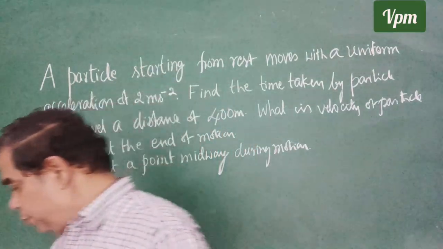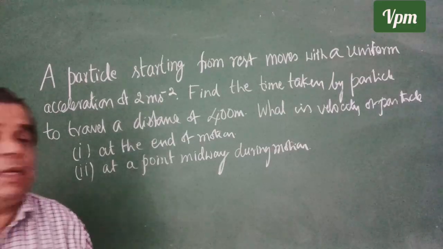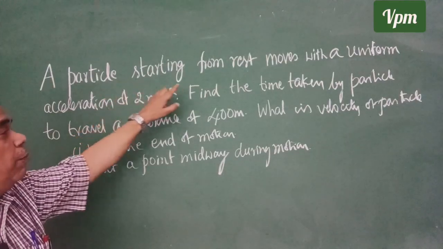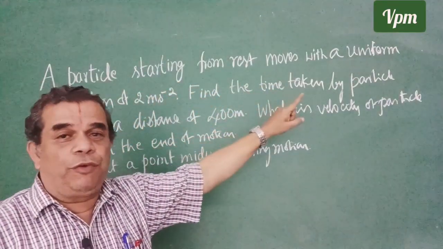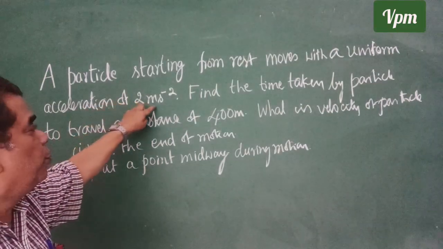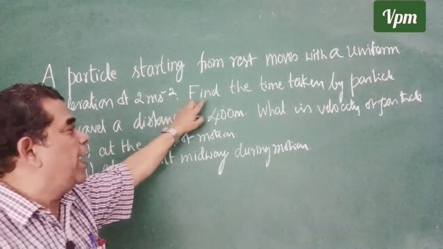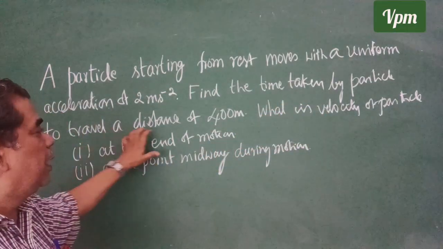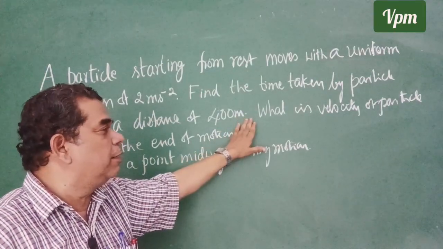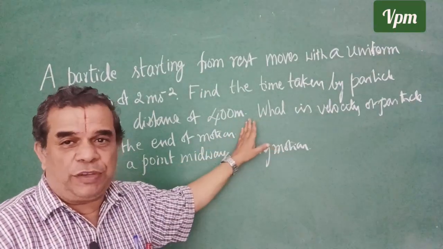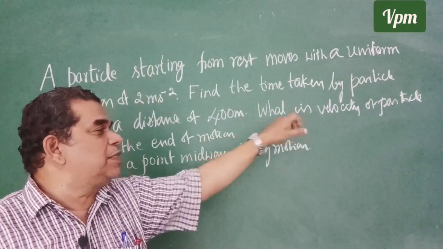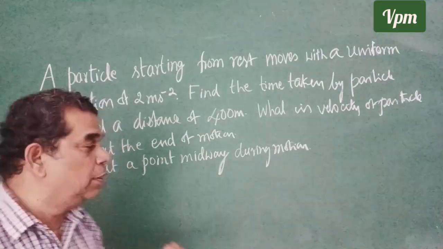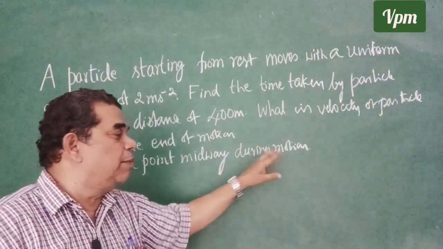Now, we read this question. Just observe carefully. A particle starting from rest moves with a uniform acceleration of 2 meter per second square. Find the time taken by the particle to travel a distance of 400 meter. That is the first part. In the second part, what is the velocity of the particle at the end of motion, and at a point midway during the motion?